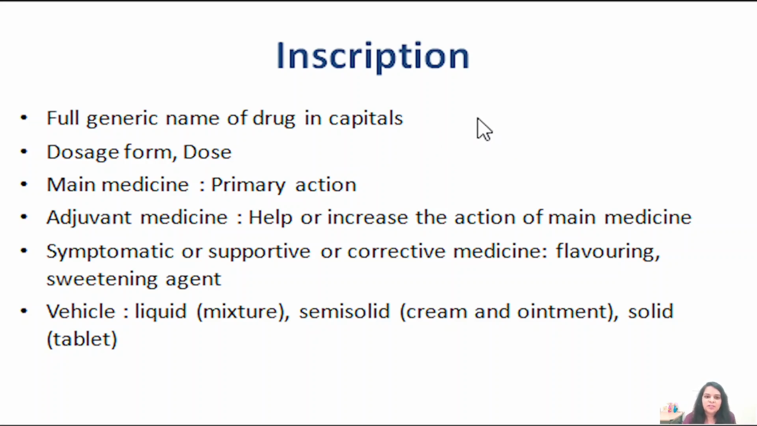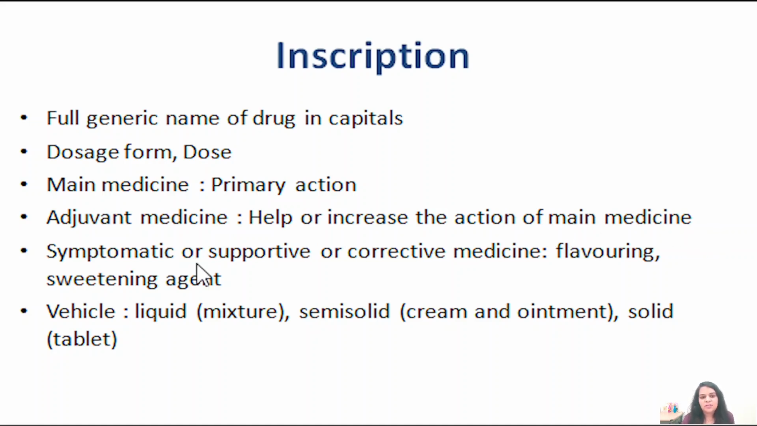the full generic name of the drug in capitals is mentioned in the inscription, dosage form, dose of the drug. Then the first drug which is always written in the inscription is the main medicine which is meant for the primary action. For example, in malaria, you will write lumefantrine or artemether, that is the drug for the primary action for the treatment of malaria. Then the adjuvant medicine, which helps or increases the action of the main medicine.